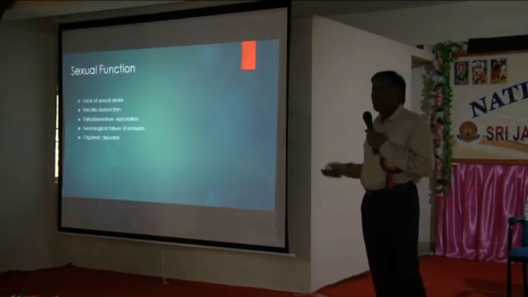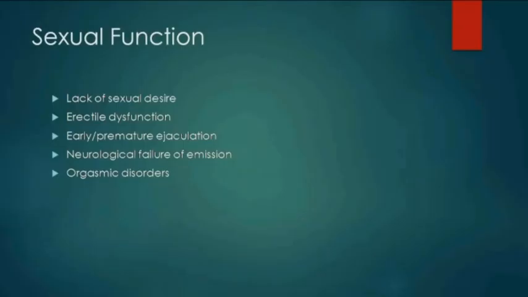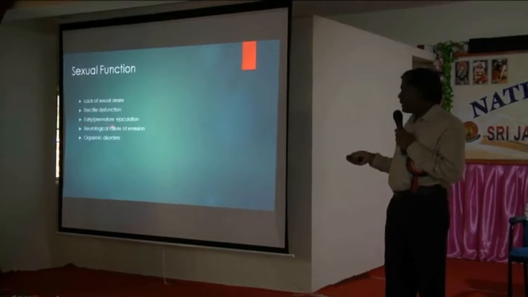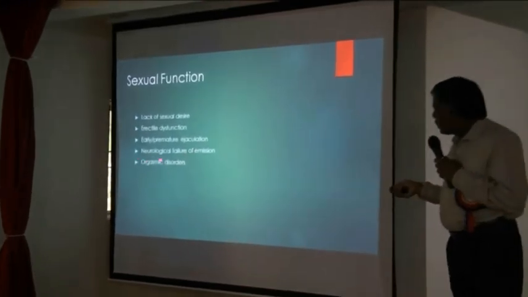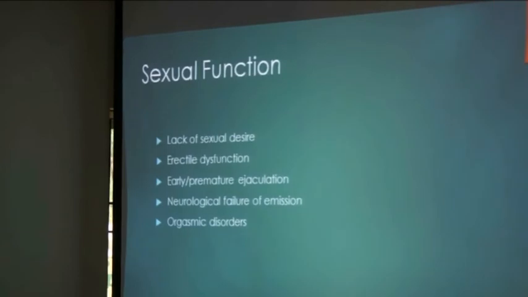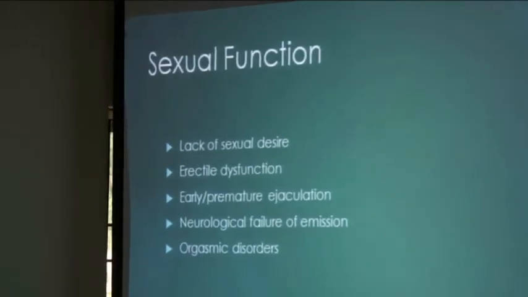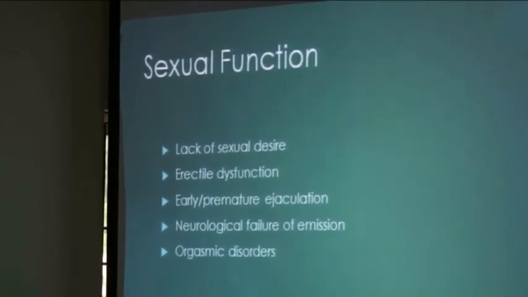Then sexual function is very important. Everything is fine, the tract is fine, he is producing everything, but he cannot ejaculate in the vagina. One is lack of sexual desire. He doesn't have desire at all. And then erectile dysfunction. He has desire, but he doesn't get a proper erection. Erection is there, but he can't ejaculate. And then neurological failure. Even if everything is there, there is neurological failure of emission. He gets orgasm, propulsion, but neurologically there is no propulsion of the contents from the tract. And then orgasmic disorders. By all means, the person may remain infertile.